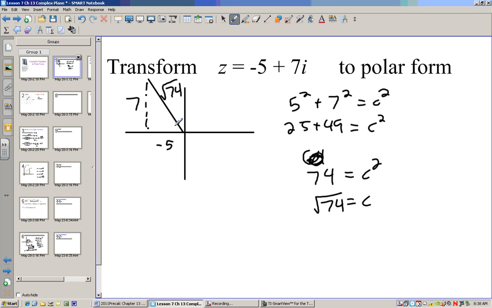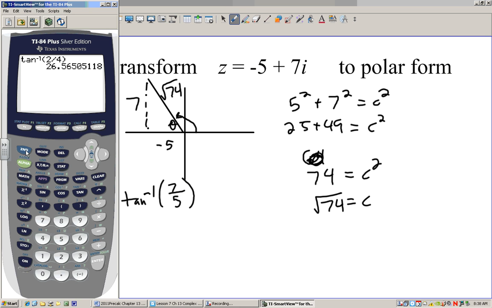So now we need to find this angle. Now we're not just talking about this angle, we want that angle there. So we can do the inverse tangent of 7 over 5, or we could do negative 5. There's two different methods. If we do inverse tangent of 7 over 5, we'll get a positive value, which is 54.46. So that would be this one here.